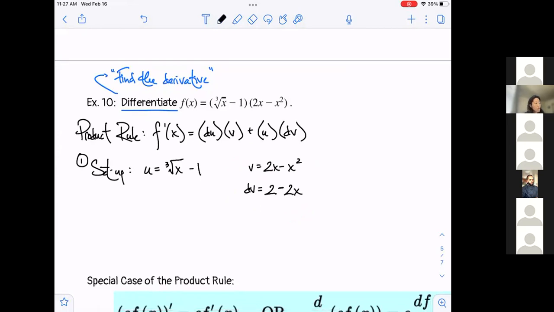I would say though, before we do finding du, we should probably rewrite that. Right? And so in fact, we rewrite that and we get x to the 1/3 minus 1. Now, what is our du? It'll be 1/3 x to the negative 2/3. And what's the derivative of 1? Just 1.